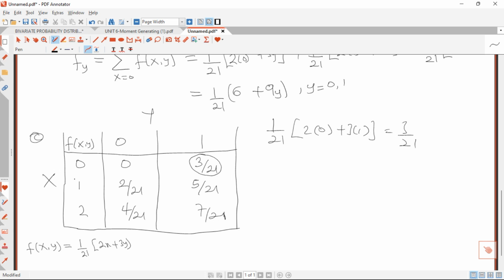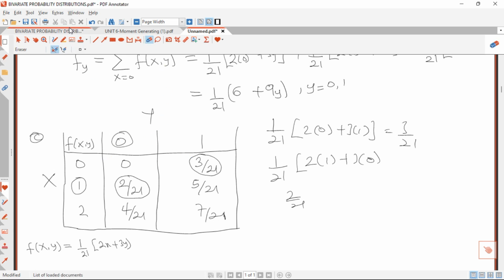So what if we have x equal to 1 and y equal to 0, right? So x equal to 1, we are going to have that plus 0, and then you are going to get 2/21. So that's the reason why we had this one here. So you are going to keep on selecting the observations to complete the table, right? So that is what we have here.